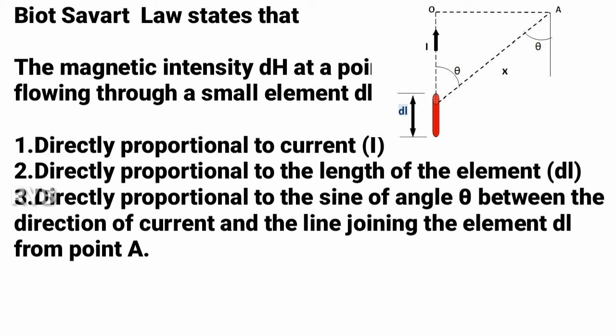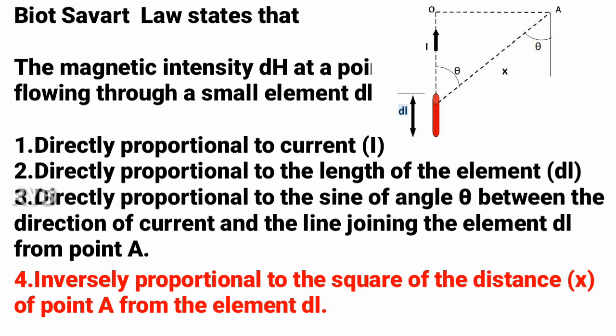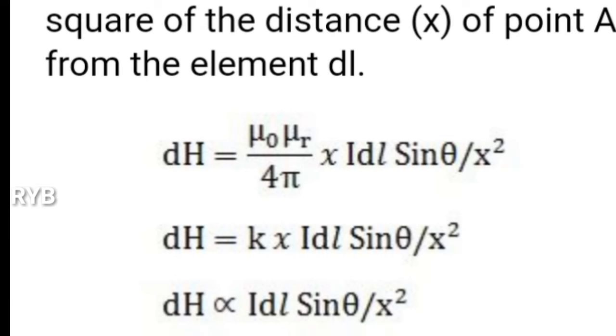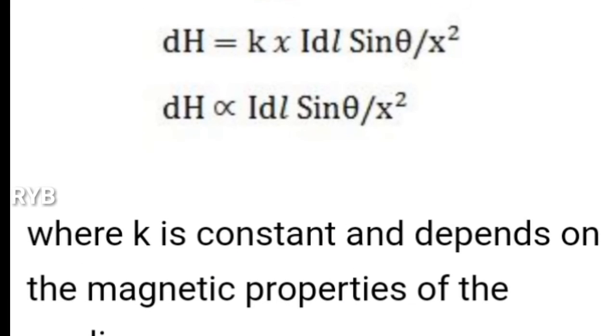Now another one: it is inversely proportional to the square of the distance of the point A from the element dl. As we know, dH is proportional to the current and length and the angle between the point A and the element, and inversely proportional to the square of the distance. That is, dH is proportional to I dl sin theta by x square.